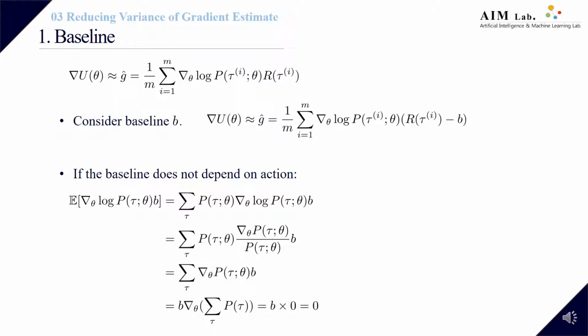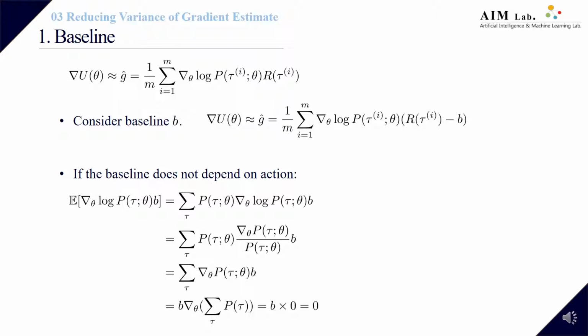Here, we multiply r minus b instead of r with grad log path in the equation of the gradient of the utility function. So there are two questions here. What if the bias changes? And does it really reduce its variance?